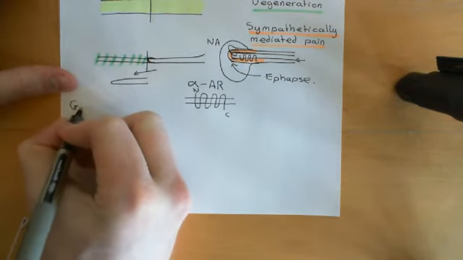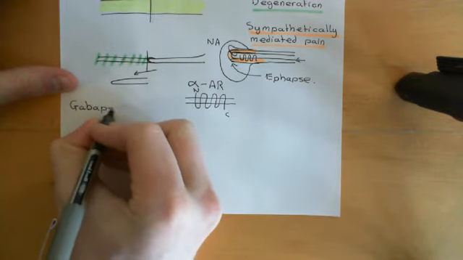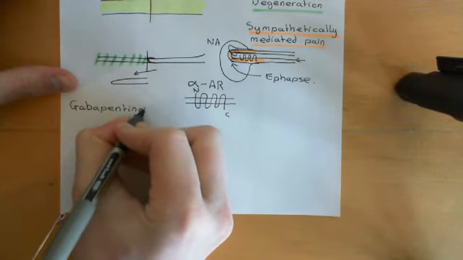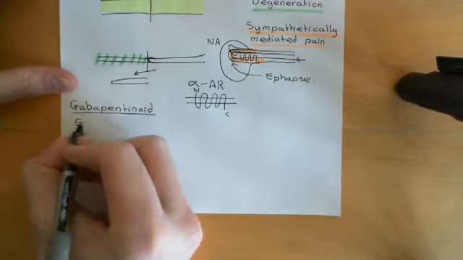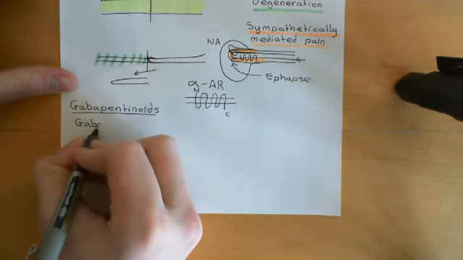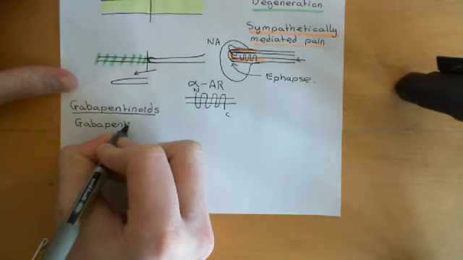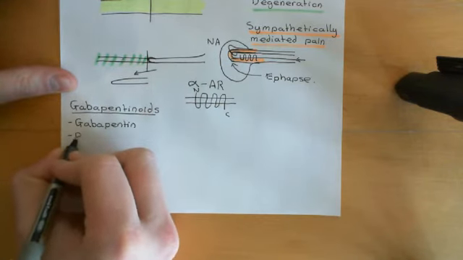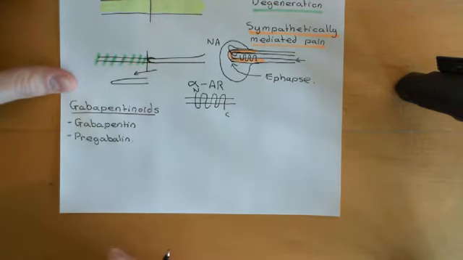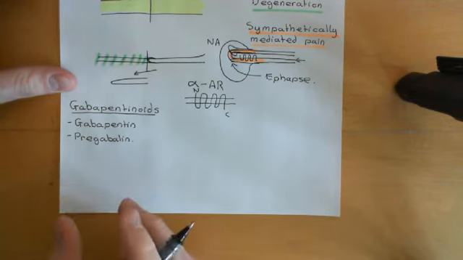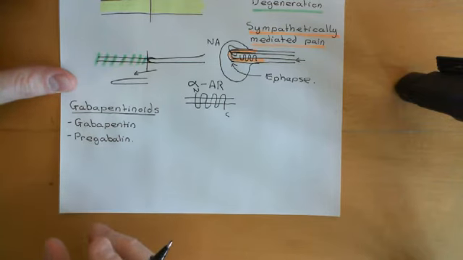Now, the main example of a gabapentinoid is the drug gabapentin itself, but there is a related drug known as pregabalin. So the two gabapentinoids are gabapentin and pregabalin, and they're both used to treat neuropathic pain. So what do these drugs do? Well, these drugs are known to bind to the alpha-2 delta subunits of voltage-gated calcium channels and block them from actually getting incorporated into the voltage-gated calcium channels.